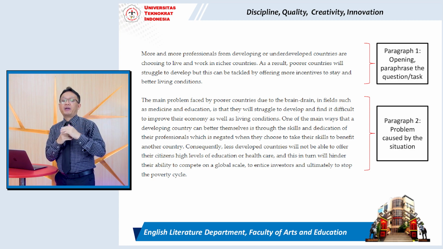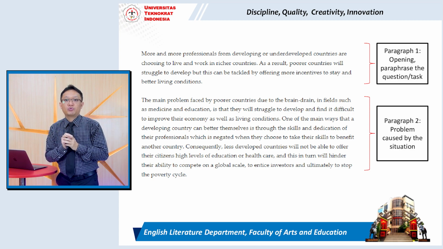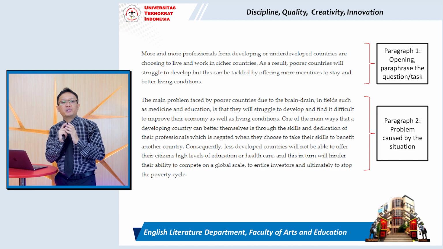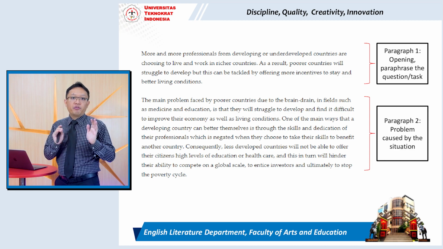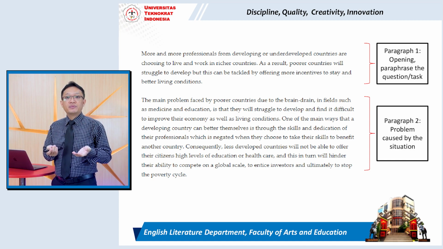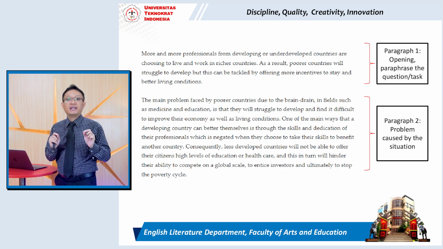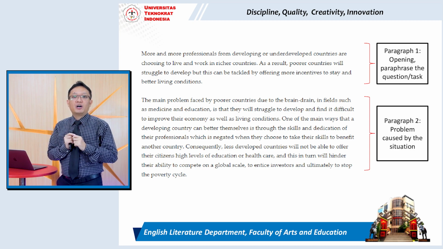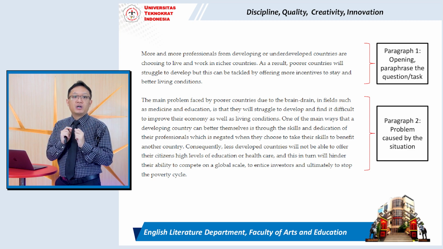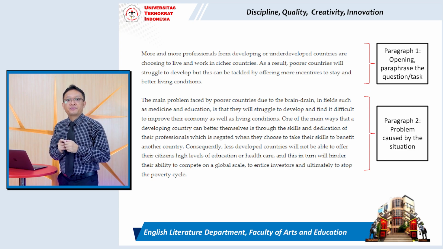Now we move to the next paragraph, what we call paragraph 2. This is how you respond to the problem. You have to write down problems caused by the situation. Okay? Now look at your screen. The main problem faced by poor countries due to the brain drain in fields such as medicine and education is that they will struggle to develop and find it difficult to improve their economy as well as living conditions.